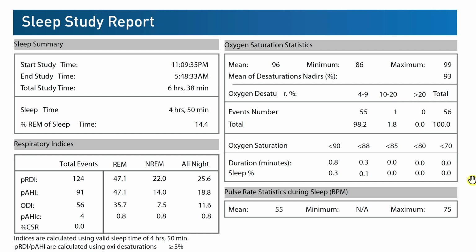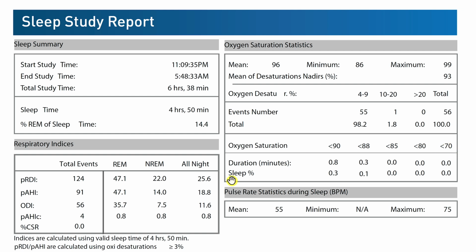This just breaks down how much time you spent at low levels of oxygen. So this is in minutes, so not even 1 minute was spent below 90, that's good. Not even 1 minute was spent below 88, 0 minutes, and so on. 0 minutes spent below 70% oxygen.